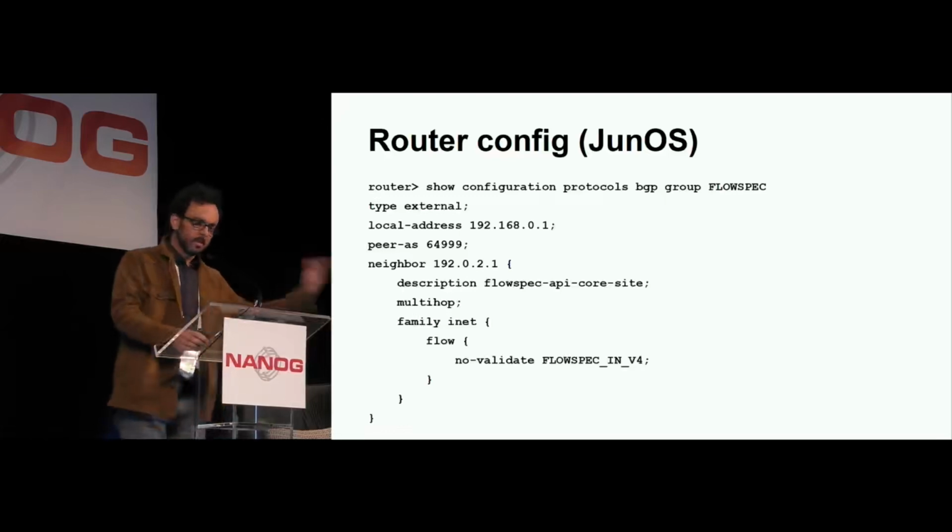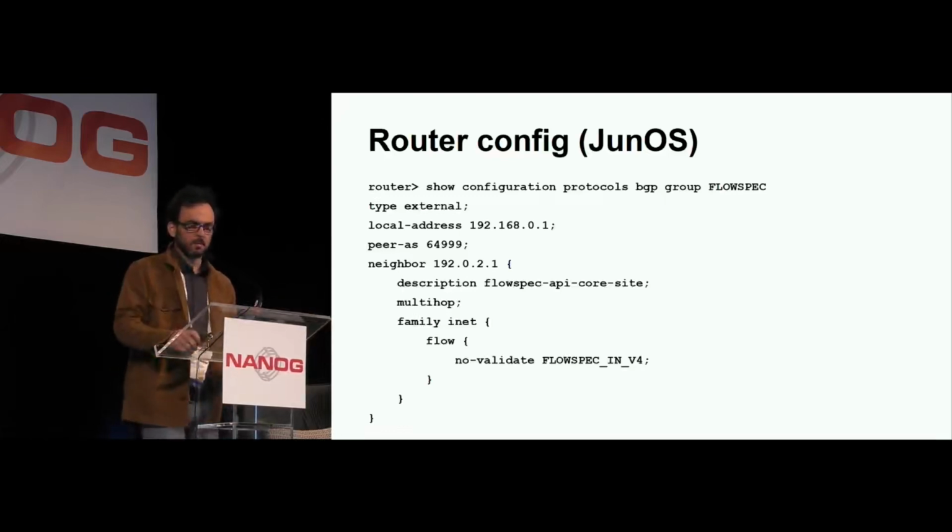From the other side, and I'm just giving Junos as an example, but it could as well be another vendor. Very similar, just a BGP peering. It's an external peering, in this case, local address, AS, neighbor. And notice that this is a multi-hop session.